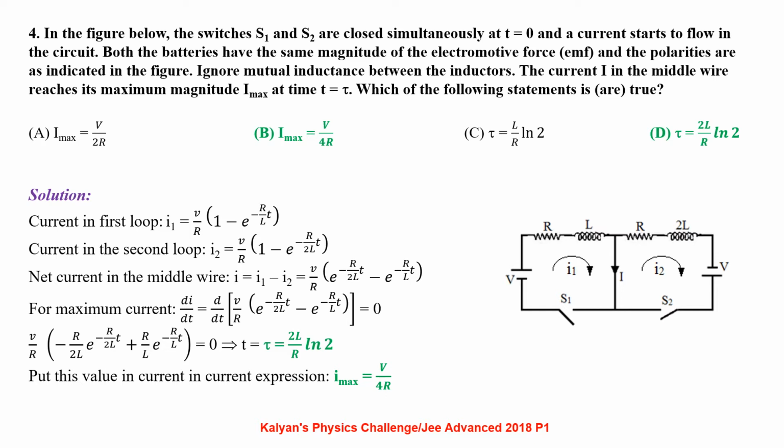Current in the first loop, let us say I1 equal to V by R times 1 minus e power minus R by L into t.